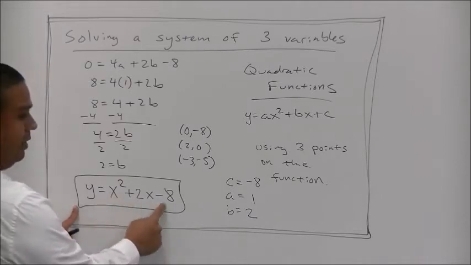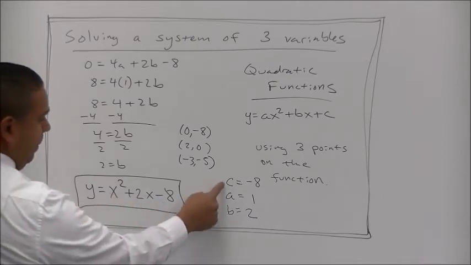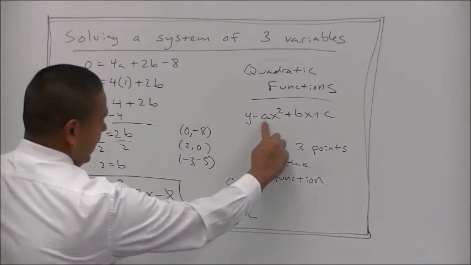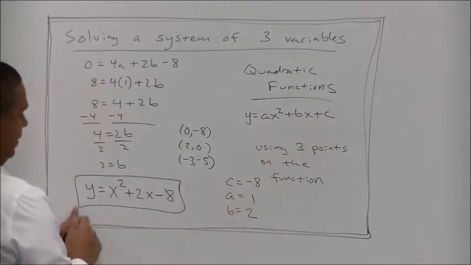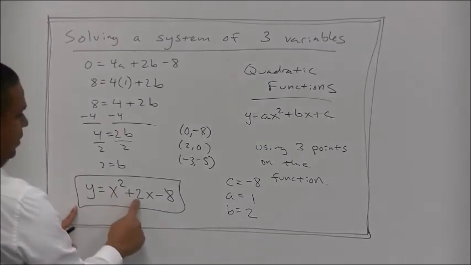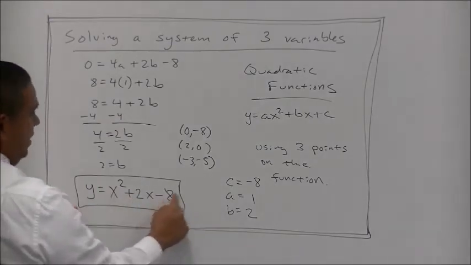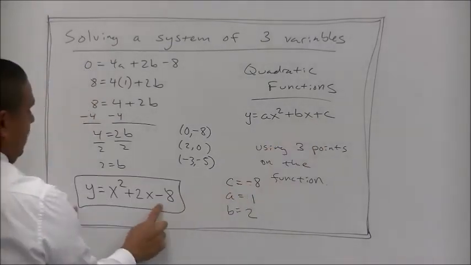So do you know how we got these? They're just from right here. A, B, C, and we put them in A, B, C. So A is 1, B is 2, and C is -8.